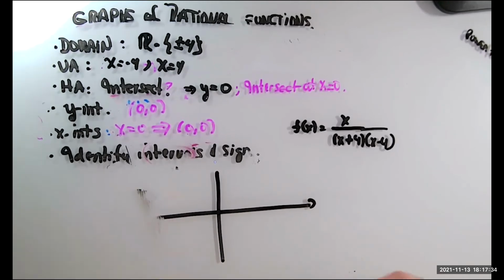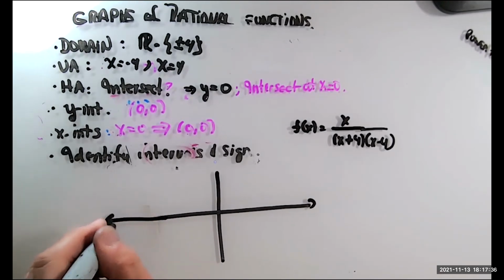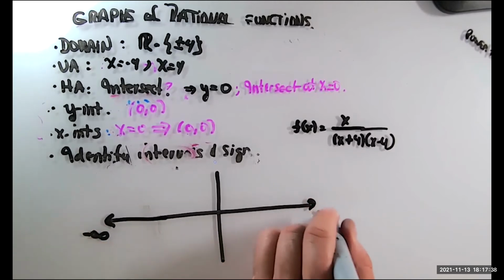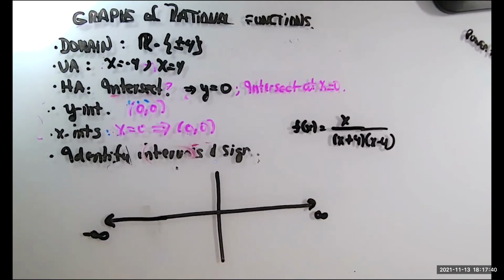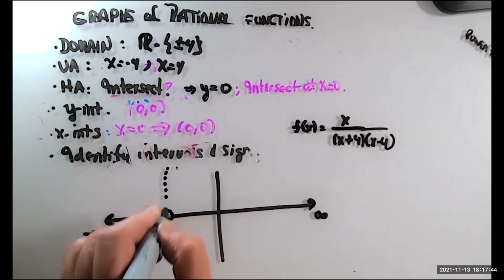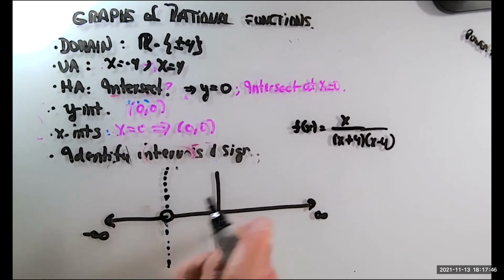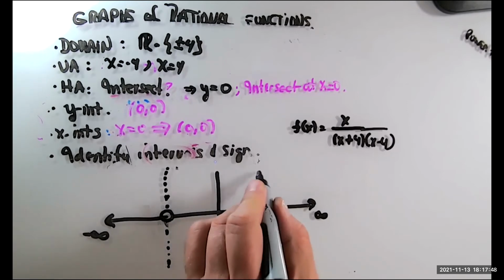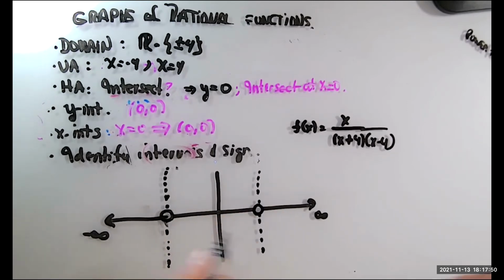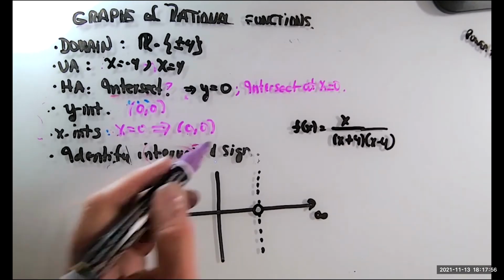We know that negative infinity to infinity, we know that 4 and negative 4 are not part of the domain. And this is where my asymptotes go. So those are my two vertical asymptotes. My horizontal asymptote, I always forget, is y equals 0.